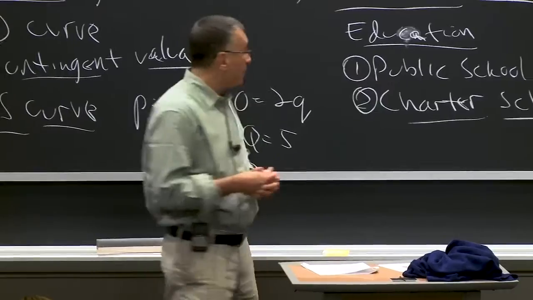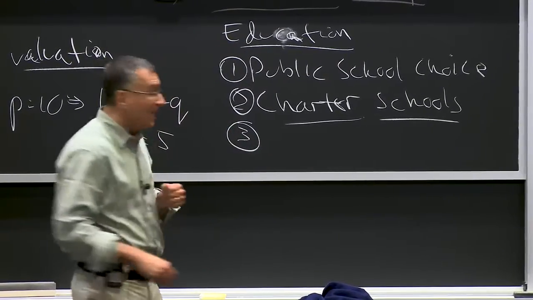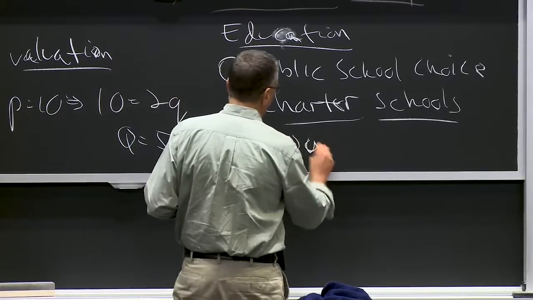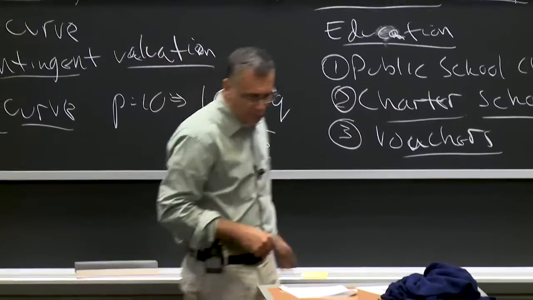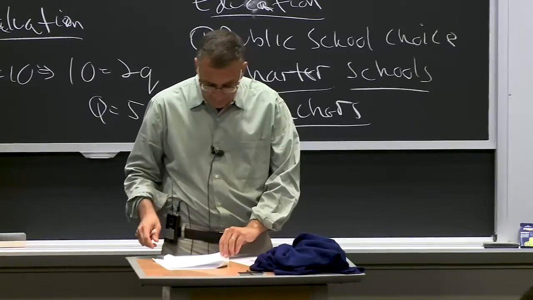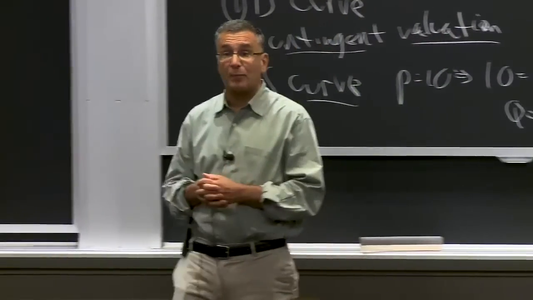Okay? Now, the furthest out option, and something you'll hear a lot of discussion of, is vouchers. The most radical option is what we call public school vouchers, or just vouchers. It's a very popular idea on the conservative side of the spectrum.